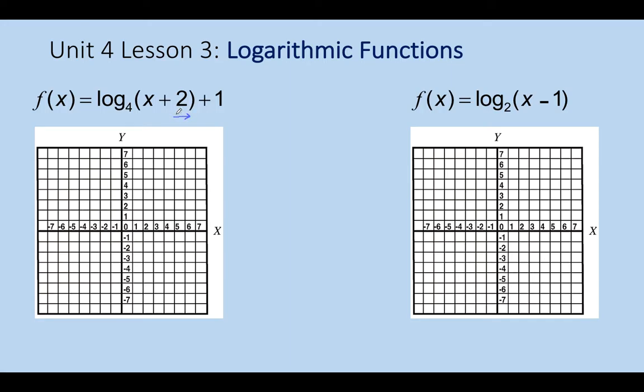So this number takes it left and right. It's going to be the opposite of the sign. So if it's positive, it's going to go left. If it's negative, it's going to go right. This number moves it up and down. It's going to be the same as the sign. If it's positive, it goes up. If it's negative, it goes down.